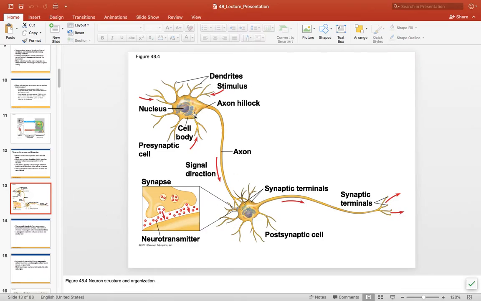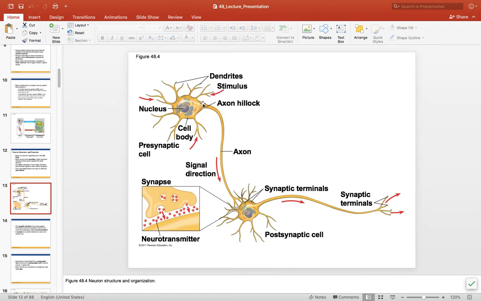Okay, so if we have two neurons here. If we look at this top one, here's the body of the cell. Here are the organelles. Here's the nucleus. These extensions are the fingers or the dendrites that come out. They are going to receive a stimulus. You can follow these red arrows.